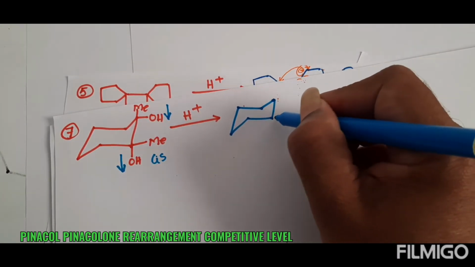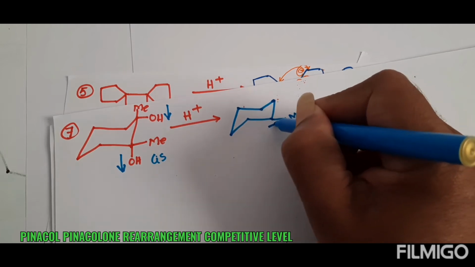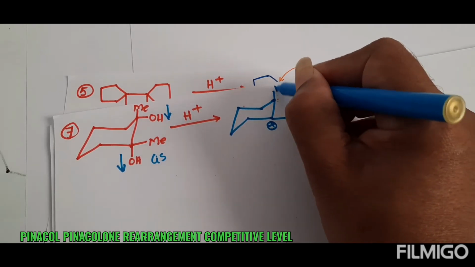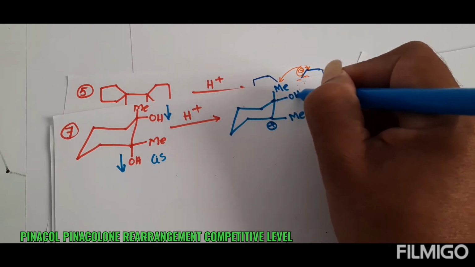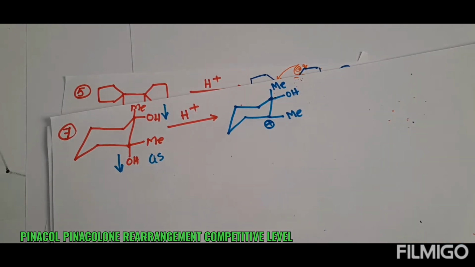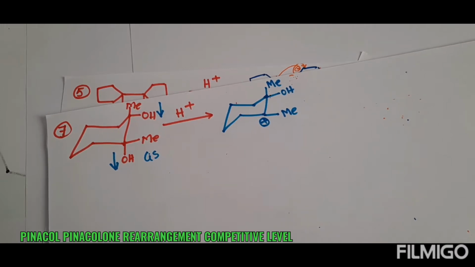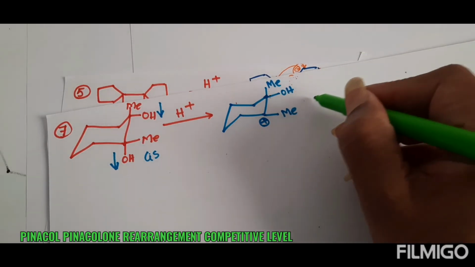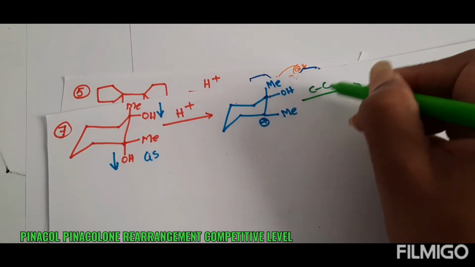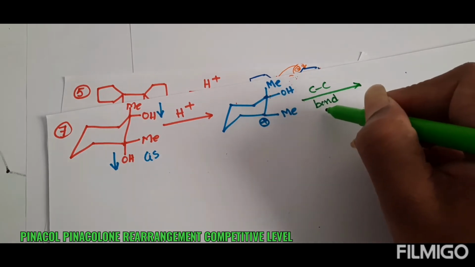Suppose here carbocation is formed. This is the methyl and this is the positive charge. Here is methyl and here is OH. Students, please concentrate a few seconds on this point. This is the main shortcut for deriving the right option. Whenever carbocation is formed in the ring, it itself undergoes rearrangement by C-C bond breaking. This is the priority order.